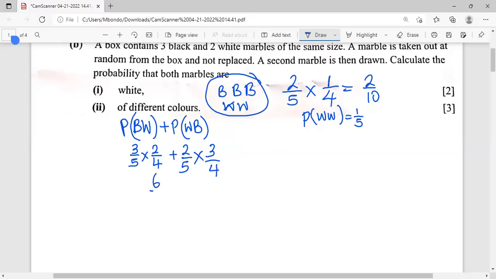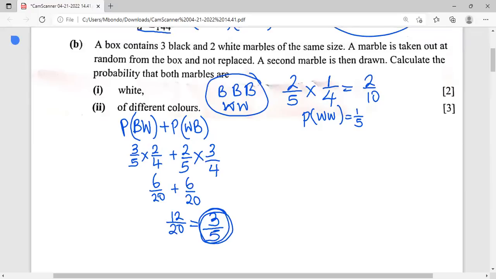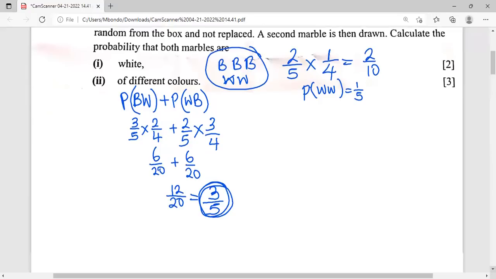So this is going to give you 6 over 20. Also this side you're going to get 6 over 20. Then altogether you get 12 over 20. So 4 can go into 12 how many times? 3 times. And 4 can also go into 20 how many times? 5 times. So this is our answer here, 3 over 5. All right, I hope that is clear. None of us is having an issue here.